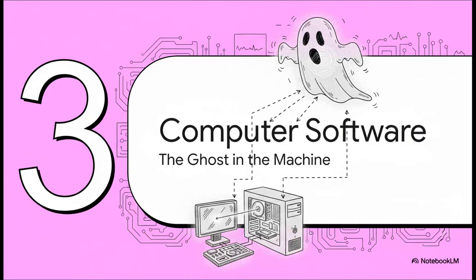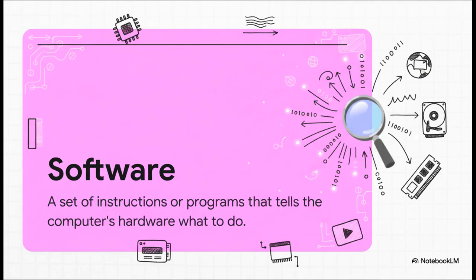Okay, so we've got the body, the hardware, but a body can't do anything without a mind, right? That's where software comes in. It's the ghost in the machine. It's the set of instructions, the thoughts, that tells all that physical hardware what it's supposed to do. I mean, let's be real. Without software, your computer is just a really, really expensive paperweight.